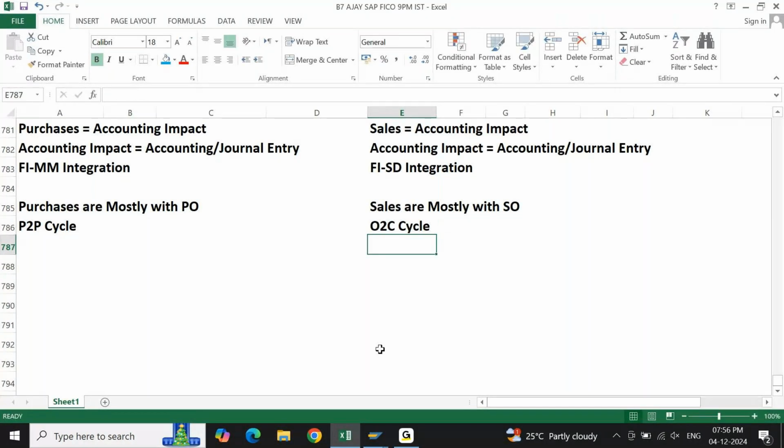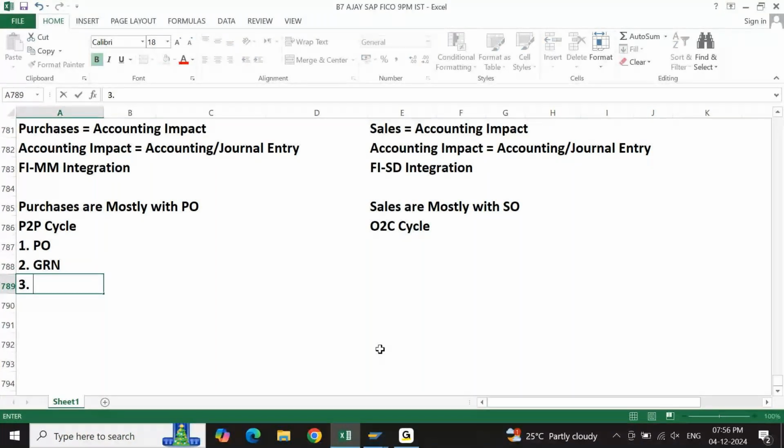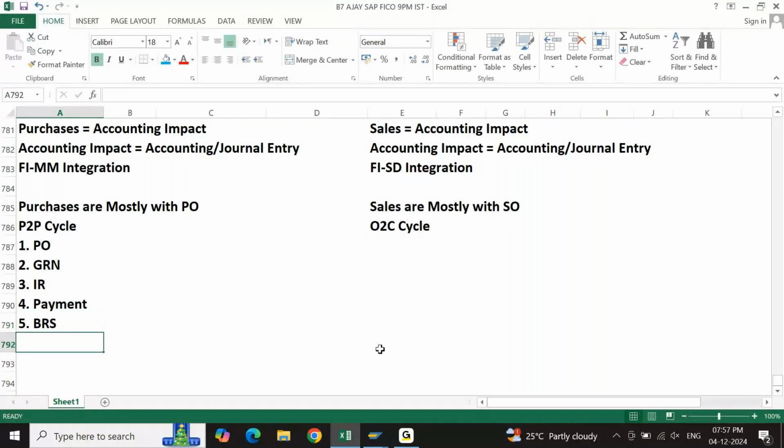Now in P2P cycle, let's assume that it is containing a certain process. I'll put sequence. 1, I will tell PO. 2, Goods receipt, GRN. 3, IR, Invoice receipt. 4th, Payment. 5th, BRS.